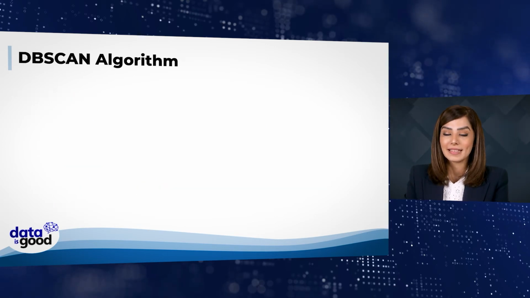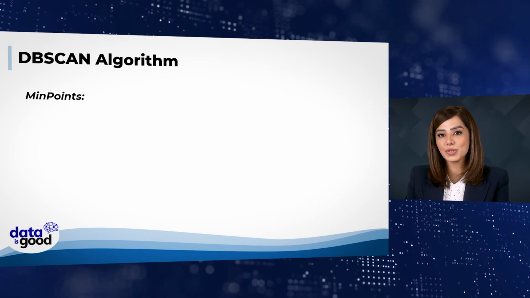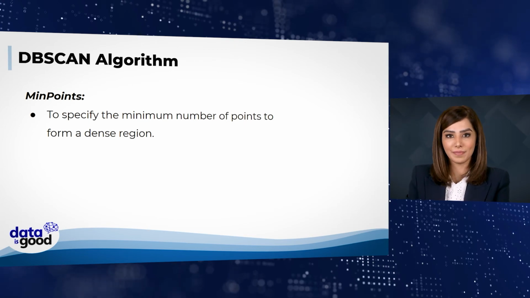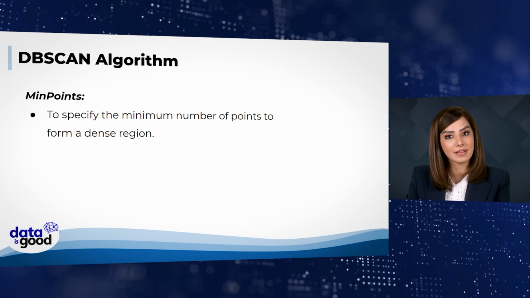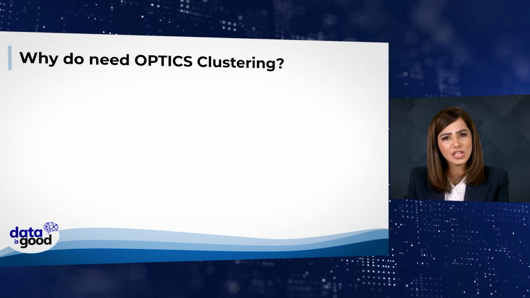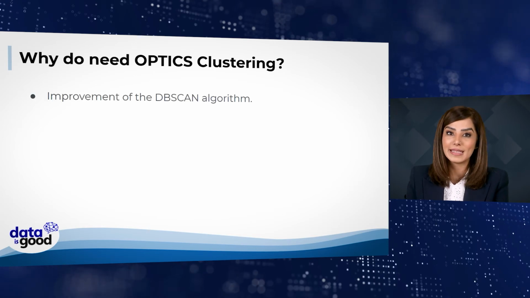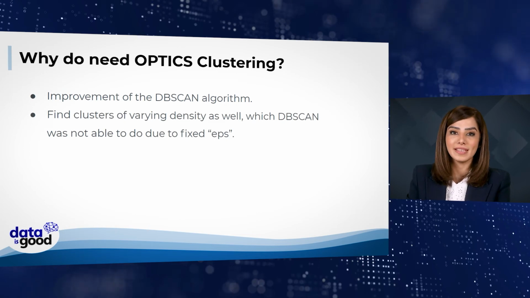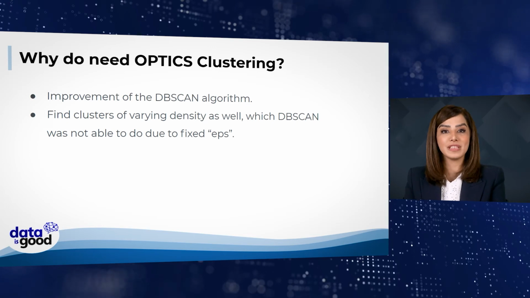Let's take a look at the second parameter now, which is min points. This parameter is used to specify the minimum number of points to form a dense region. Now the big question is, when we already have so many amazing clustering algorithms, why do we need OPTICS clustering? Let me answer this for you. OPTICS is a clustering algorithm that is an improvement of the DBSCAN algorithm. OPTICS can find clusters of varying density as well, which DBSCAN was not able to do due to fixed EPS.